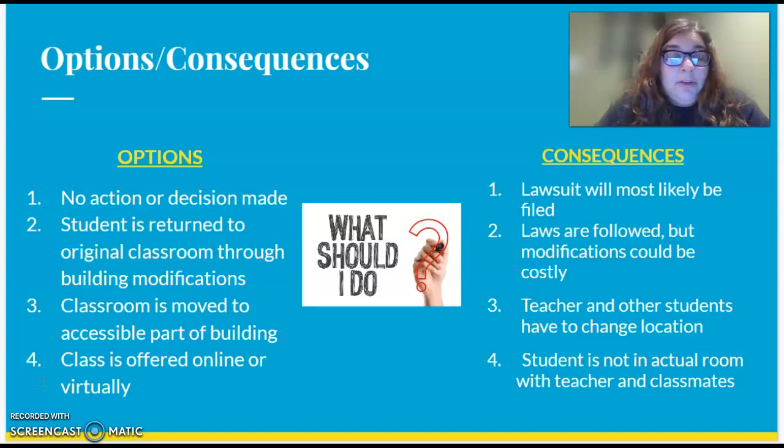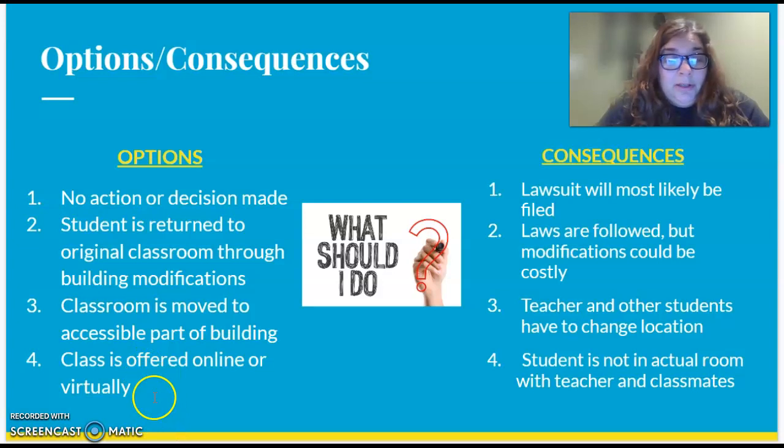Another option you have is that you return the student to the original classroom through building modifications. The consequence of that is that the laws are followed, but the modifications could be very costly. And depending on the size of school district you're in, you might not have the funds to be able to do that. The third option is that maybe the classroom could be moved to an accessible part of the building. But the consequence of doing that is, once again, the student's back in the classroom, but now the teacher and other students have to change locations.